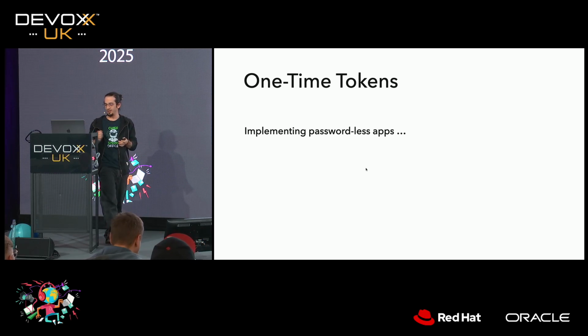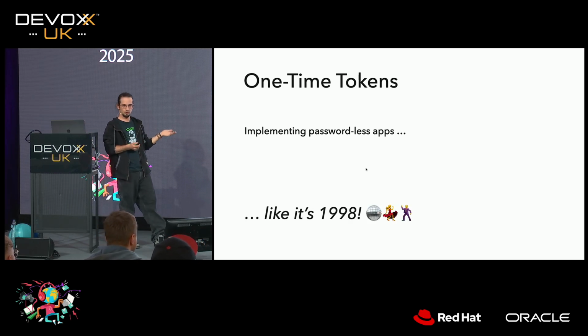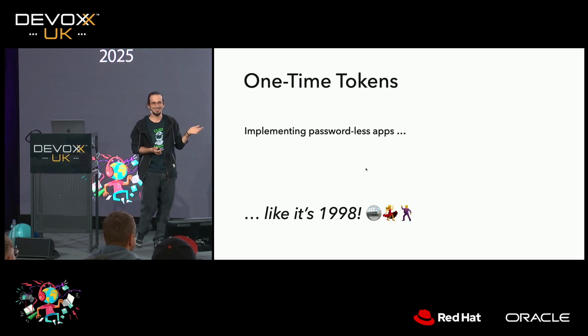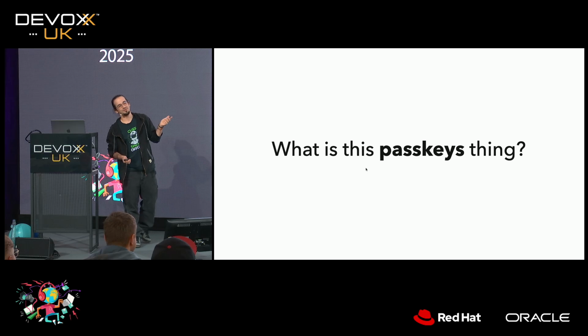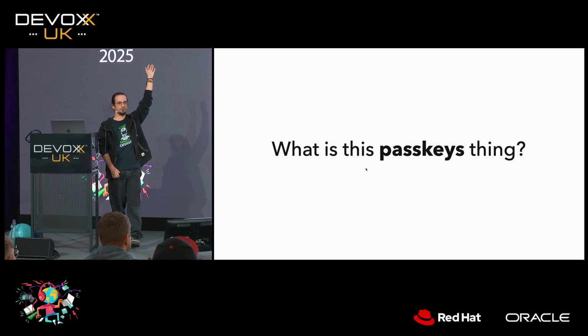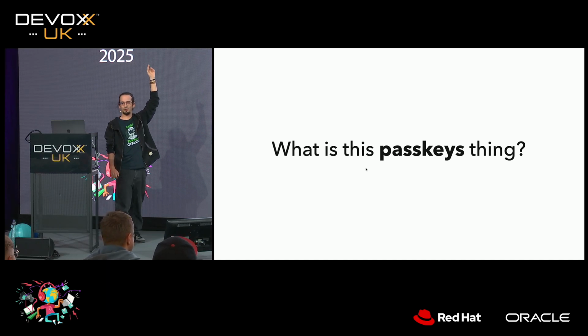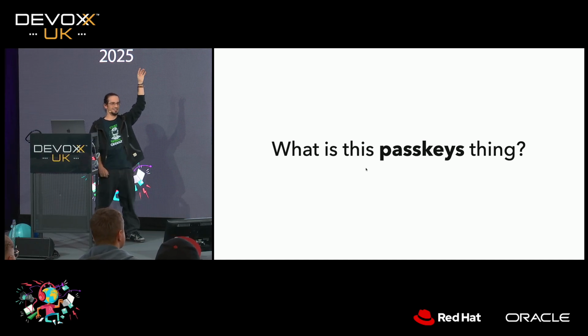come to Devoxx UK because you want me to show you 1998 technology. You want cool new stuff, you want passkeys. So these passkeys, who knows here what a passkey is? Like, know how it works? Ooh, 10 shy hands. And who actually uses passkeys? 1, 2, 3, 4, 5, 6, less than 10 people.